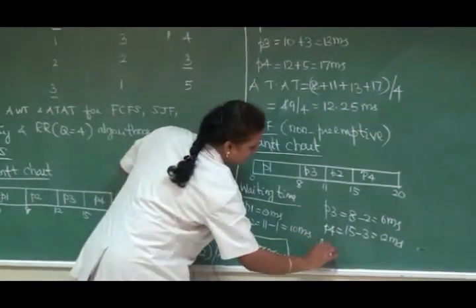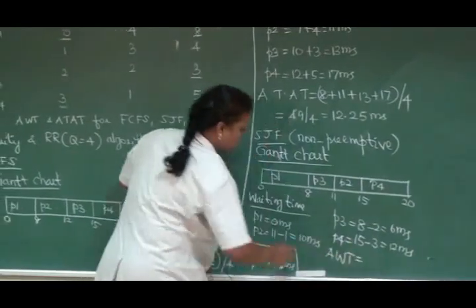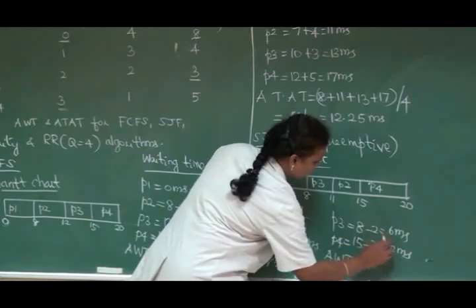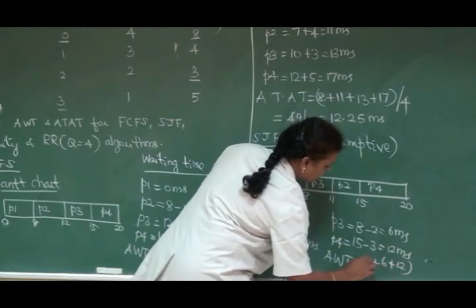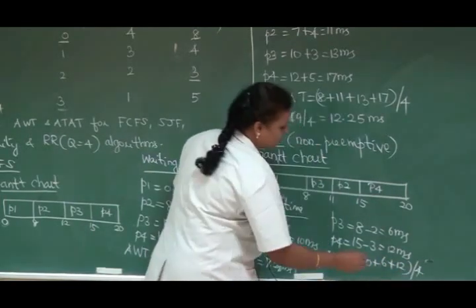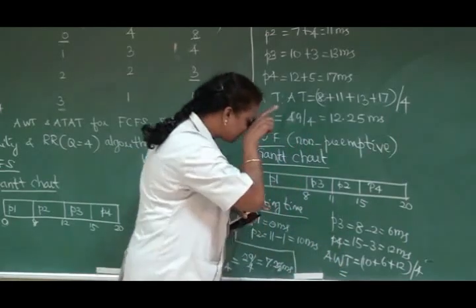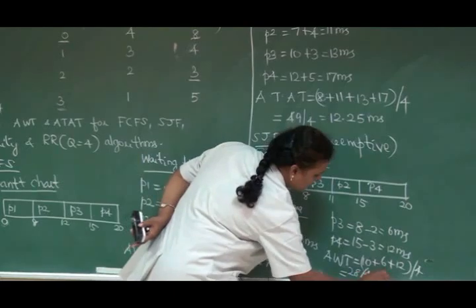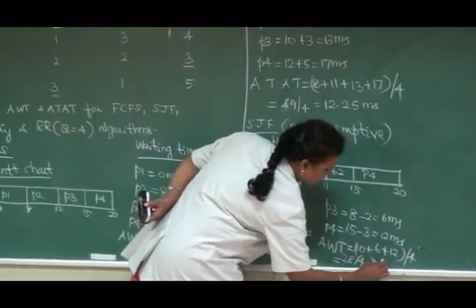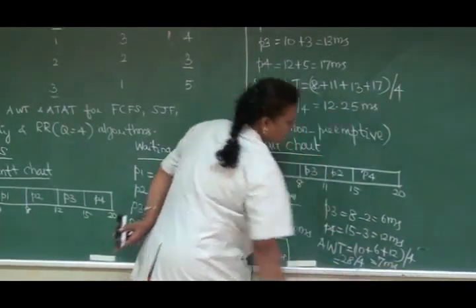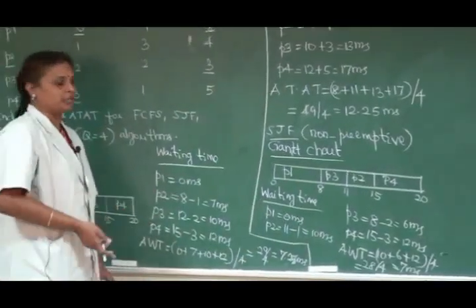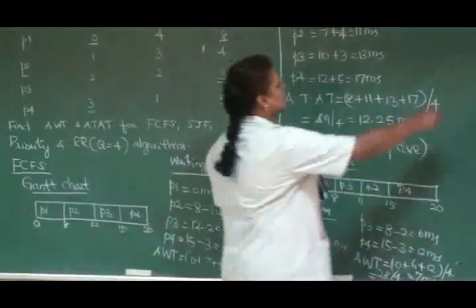So average waiting time is equal to 0 plus 10 plus 6 plus 12 divided by 4. This is equal to 28 divided by 4, which is 7 milliseconds. The average waiting time of SJF non-preemptive is 7 milliseconds.